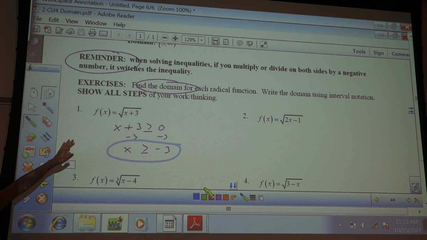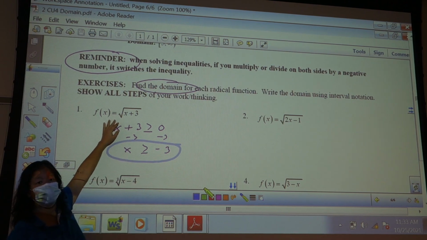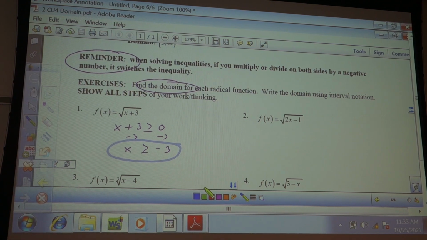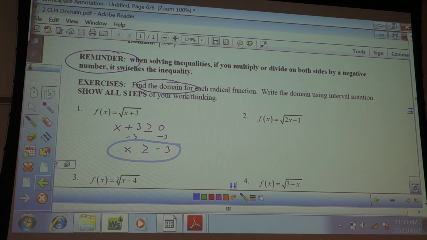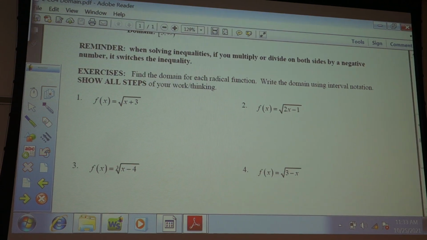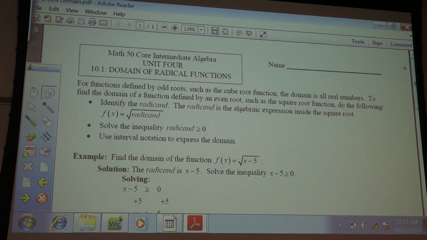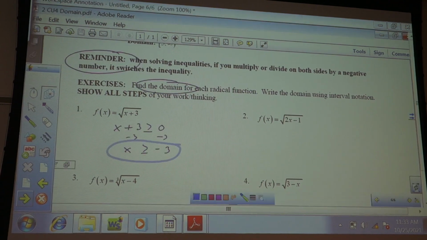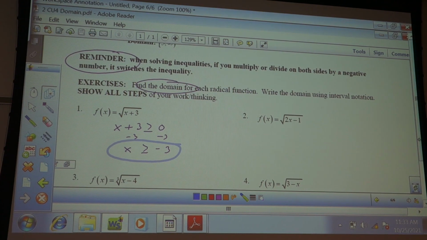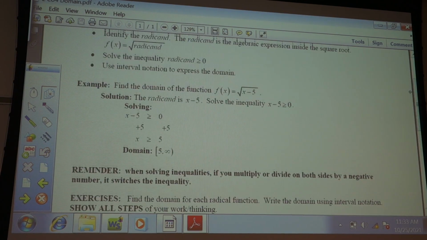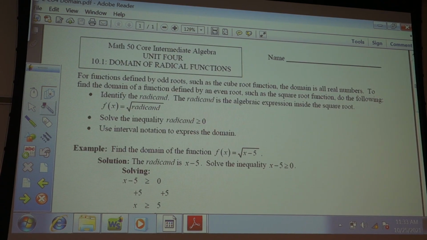So when we have a square root, it's one sheet all by itself. It says Unit 4, 10.1, domain of radical functions. Yep. It's right here. 10.1, yeah. So maybe I should put that one in there. This is my reminder.